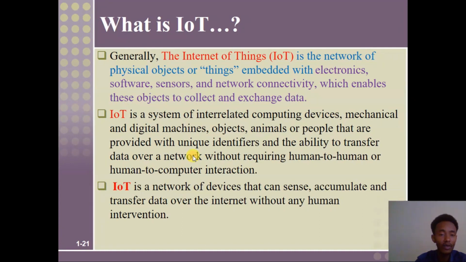So, generally speaking, the Internet of Things is the framework of physical objects or things embedded with electronics, software, sensors, and network connectivity, which enables these objects to collect and exchange data.